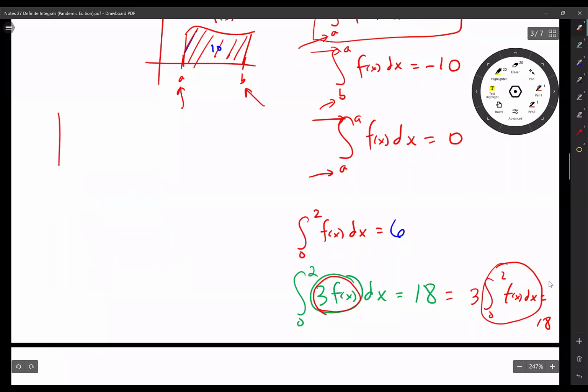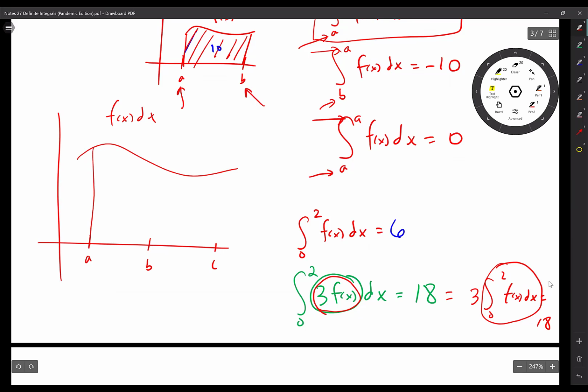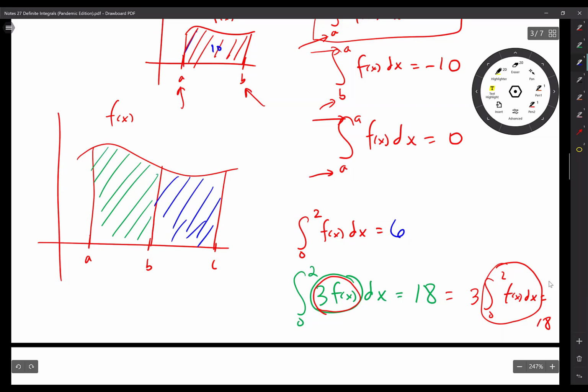Okay. Here's a function, f of x. Here's the letter A. Here's the letter B. Here's the letter C. What the additivity rule says is that I can go integral, here's the green one, from A to B of f of x dx, plus, and let me do blue because I shaded blue there, B to C of f of x dx, and all of that just equals the integral from A to C of that same function.